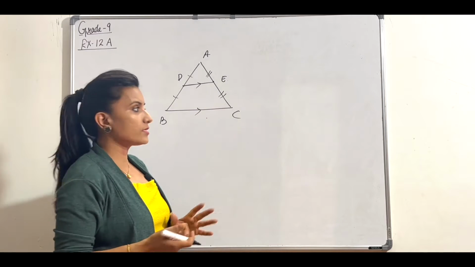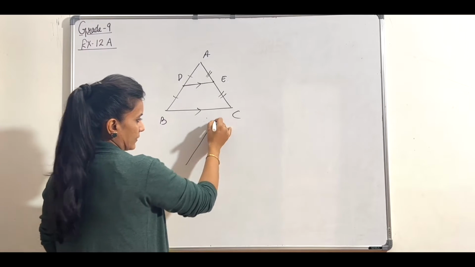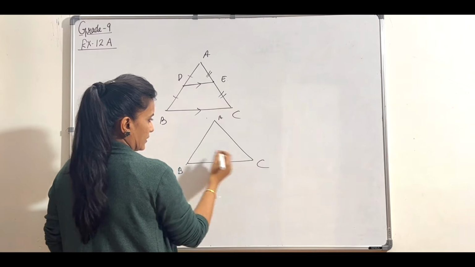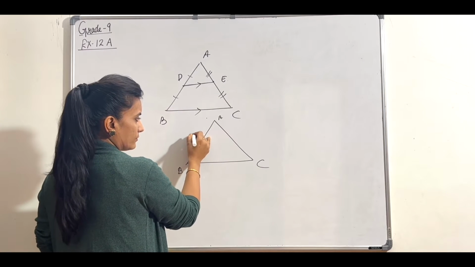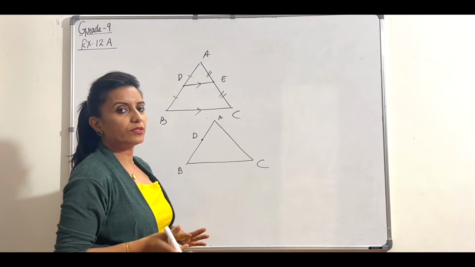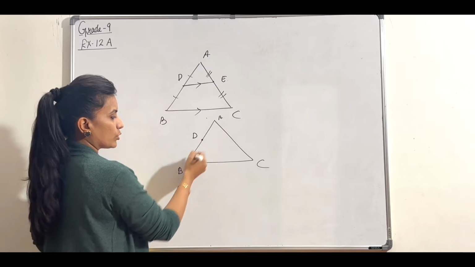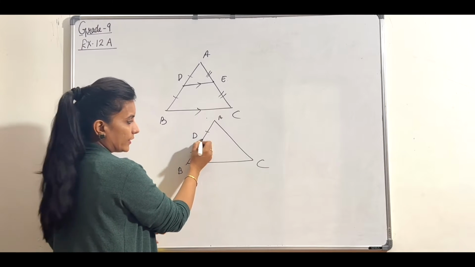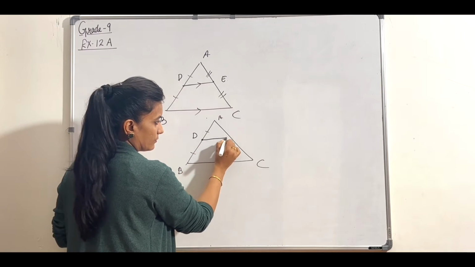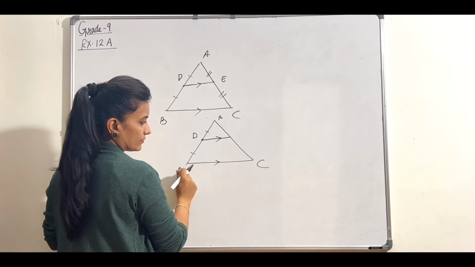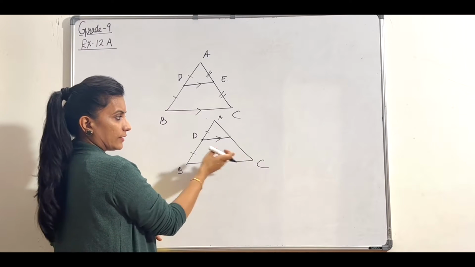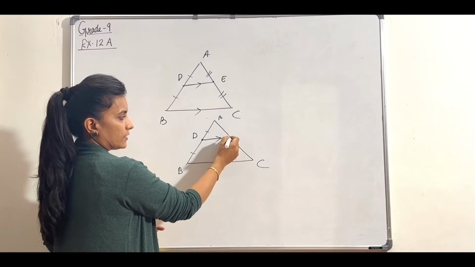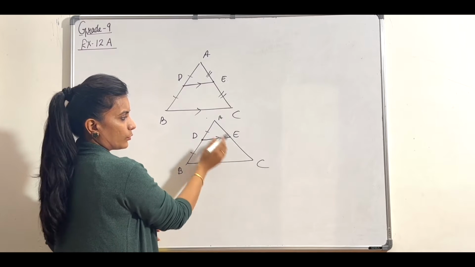And what is the converse? As per converse, in a triangle ABC, the midpoint of any one of the sides will be given. Let's say D is the midpoint of AB. And through this midpoint, if there is a line which is parallel to BC, then this line will bisect the third side. It means E will be the midpoint of AC.